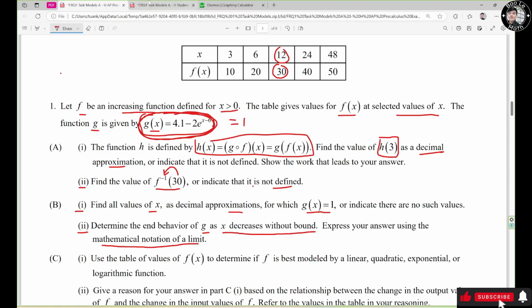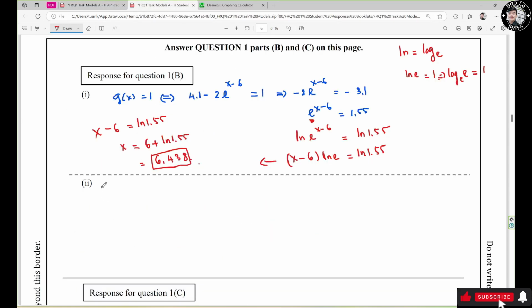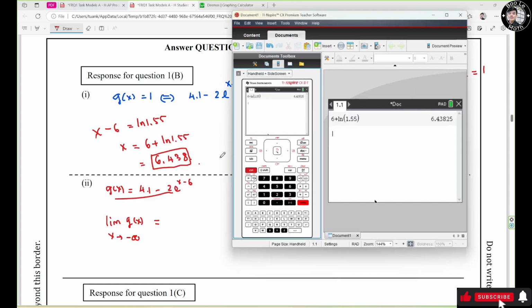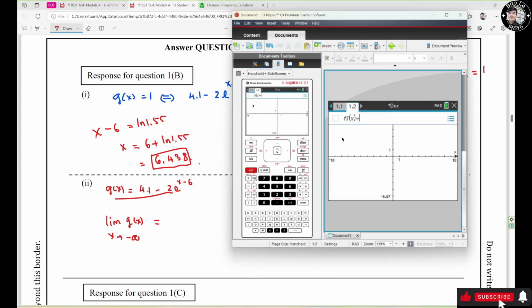In order to do this one, we just write over here. So we have G of S equals 4.1 minus 2 times e to the s minus 6, right? Now, limit of the function G of S when s approaches negative infinity. Now we just put this function on the calculator. So we hit Control I, add graph.